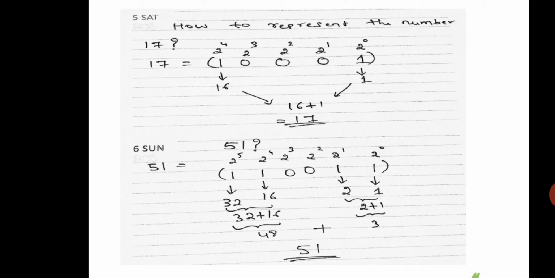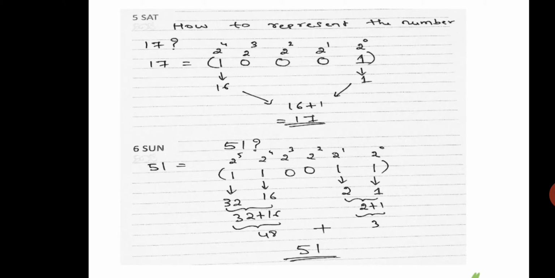If you exclude 2 to the power 4, for example, you may say, sir, I don't need 2 to the power 4. I just want to represent 17 using 2 to the power 3, 2 to the power 2, 2 to the power 1 and 2 to the power 0. Can you represent it? Try it. You won't get the number. You can represent those 4 values up to 15 only, isn't it?